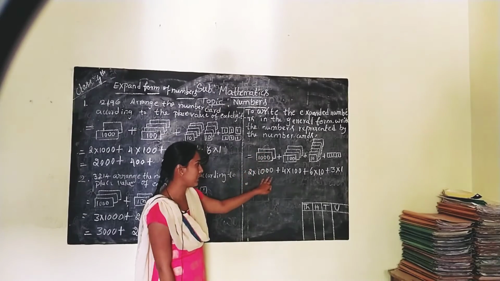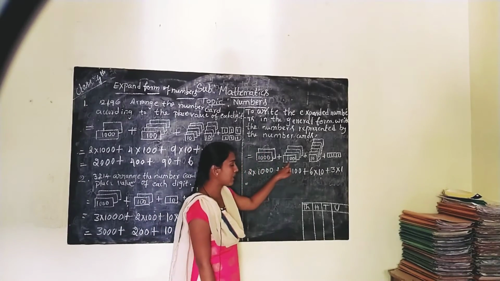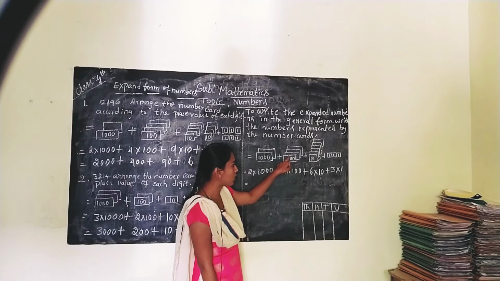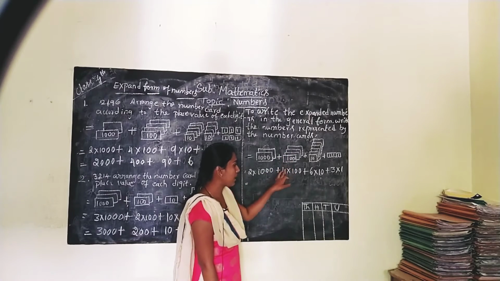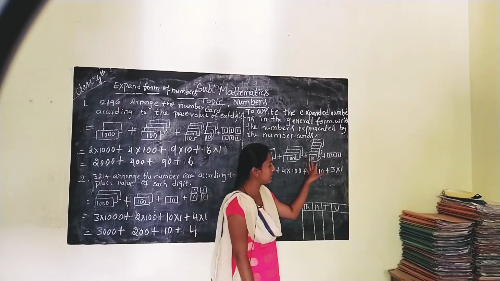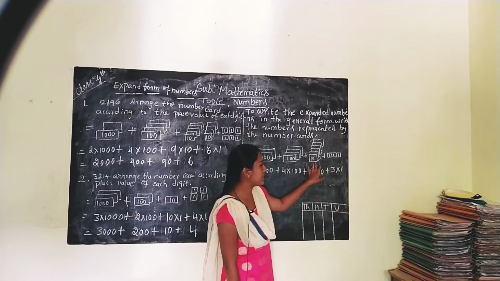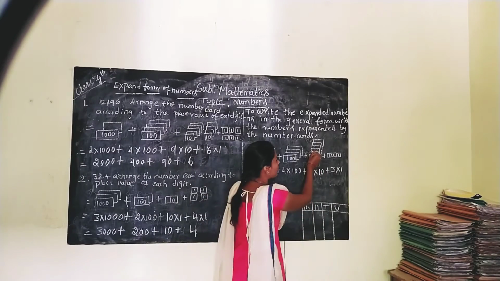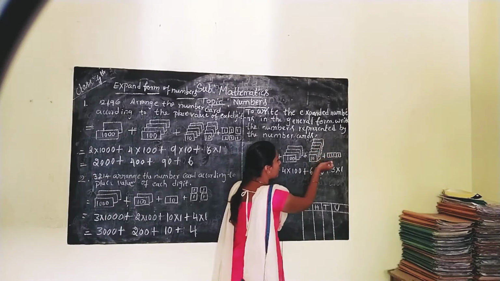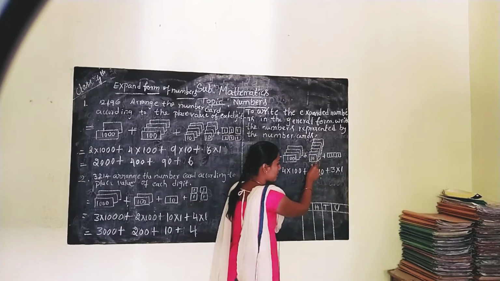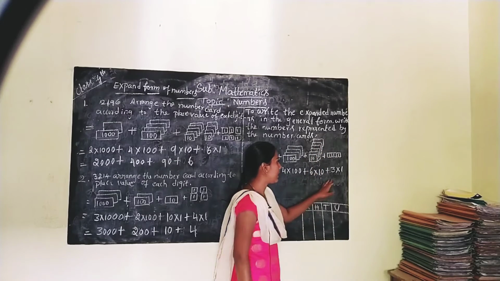2 into 1000. Next, this is the 100 place. How many cards are there? We count 1, 2, 3, 4. 4 cards are there. This is the 100 place. 4 into 100. Next, this is the tens place. How many cards are there? We count 1, 2, 3, 4, 5, 6. 6 cards are there. 6 into 10. Next, plus.